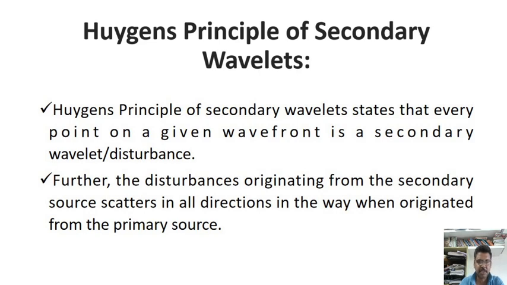Of knowing this concept in diffraction, we are going to discuss Huygens principle of secondary wavelets. So secondary wavelets will arise. How is the change going to take place? So we are going to discuss Huygens principle. Huygens principle of secondary wavelets states that every point on a given wavefront is a secondary wavelet. In diffraction, secondary wavefronts will be released. That is nothing but a disturbance.